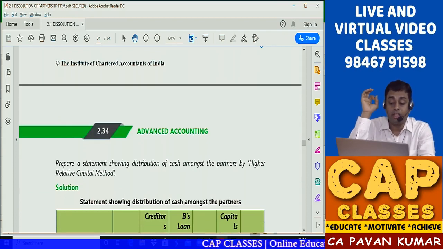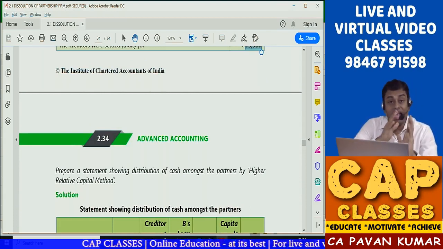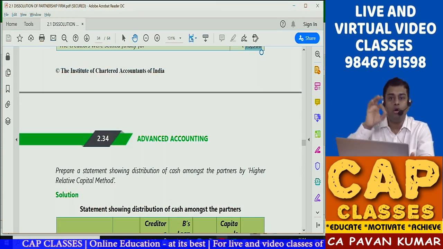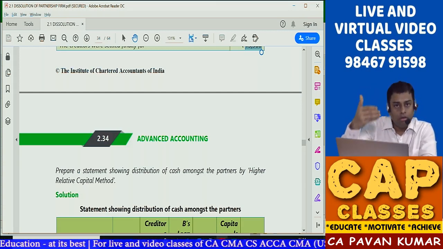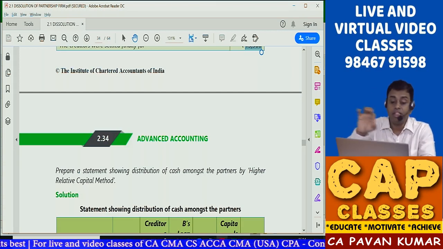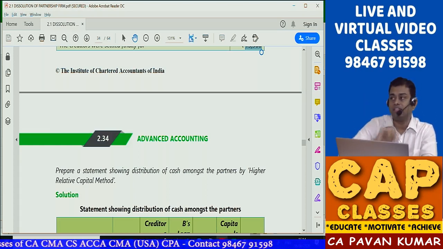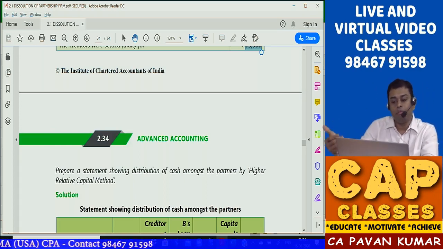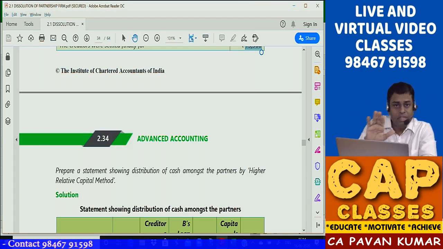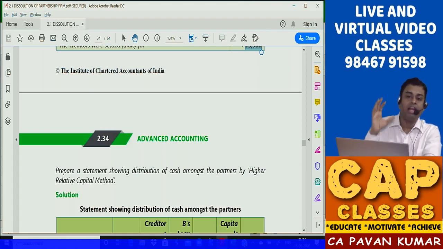Prepare a statement showing distribution of cash among the partners by the higher relative capital method. Now listen. In the exam, if they ask you to follow the maximum loss method or the higher relative capital method, then you follow that method. If they have not mentioned anything, just prepare a statement showing distribution of cash among the partners. You can follow whichever method you want, method A or method B. Both methods give the same answer and you will be given full marks. But my suggestion is to follow the higher relative capital method because it is easier and you will not make more mistakes.